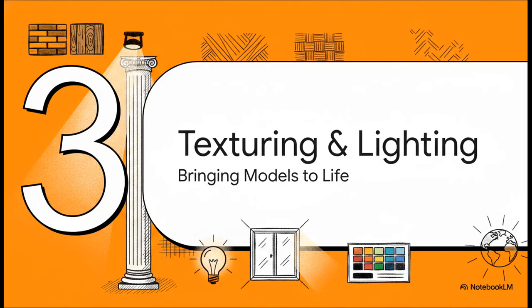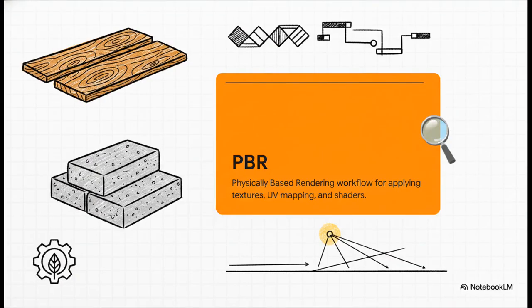All right, Section 3, texturing and illumination. Now we enter the sensory stage of the pipeline. To make a digital model actually look real, you need PBR, which stands for physically based rendering. It's essentially a workflow for applying textures, UV mapping, and shaders to accurately represent how light interacts with surfaces. Mastering PBR standards, especially using tools like Substance 3D, is absolutely critical. For example, if you're visualizing a LEED or IGBC certified green building, PBR ensures your digital timber or recycled concrete reacts to light exactly as it would in the real physical world.